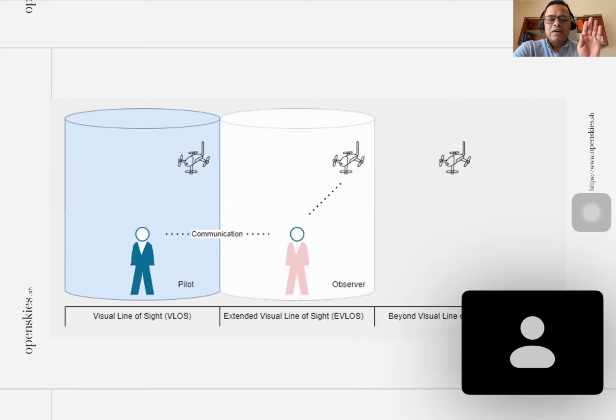Meaning for them, VLOS and EVLOS is adequate and they are okay with it. And they may respond to you saying, well, when it comes to BVLOS, it's still under consideration. So in many cases, BVLOS is considered advanced operations. And the reason is obvious, because you won't have a pilot, let's say, with eyes on the drone. In many cases, you can have one person operating many drones.